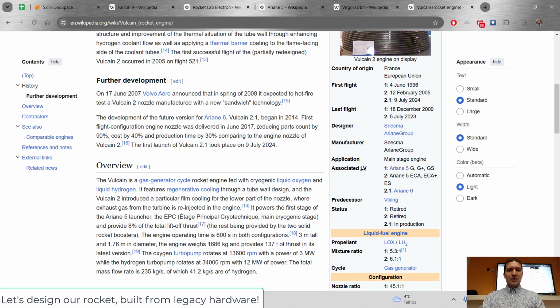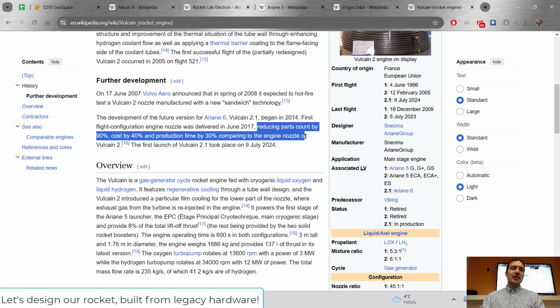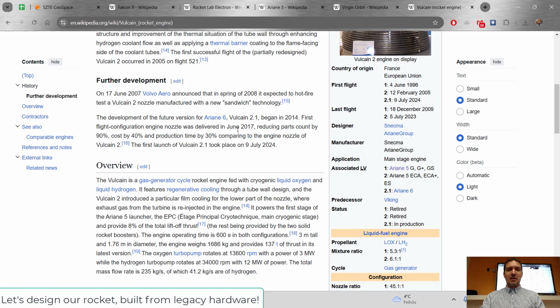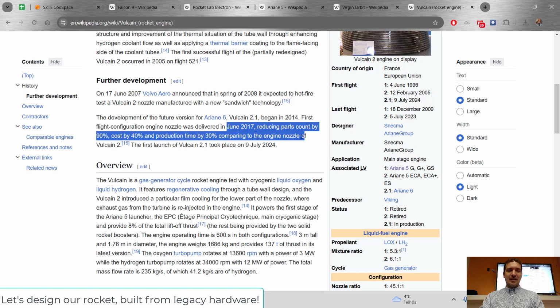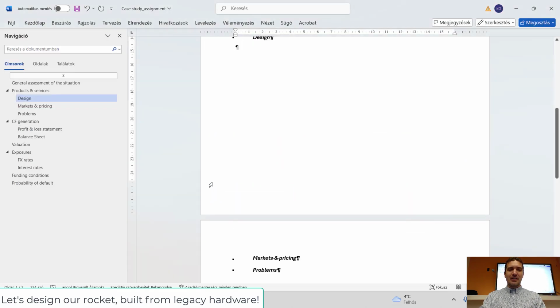So in this case we can see that by using metal 3D printing, they were able to cut component numbers by 90%, cost by 40%, production time by 30%, which is really good. Just the problem is that they did it nearly a decade ago, and since then we can't see any of the fruits. But okay, let's add it to our description.